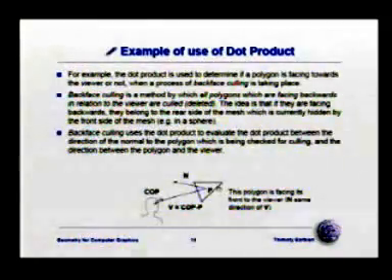Example. This is again our friend the pencil. Give me a practical example of why I should remember this thing. Well, for example, the dot product is used to determine if a polygon is facing towards the viewer or not, when a process of backface culling is taking place.